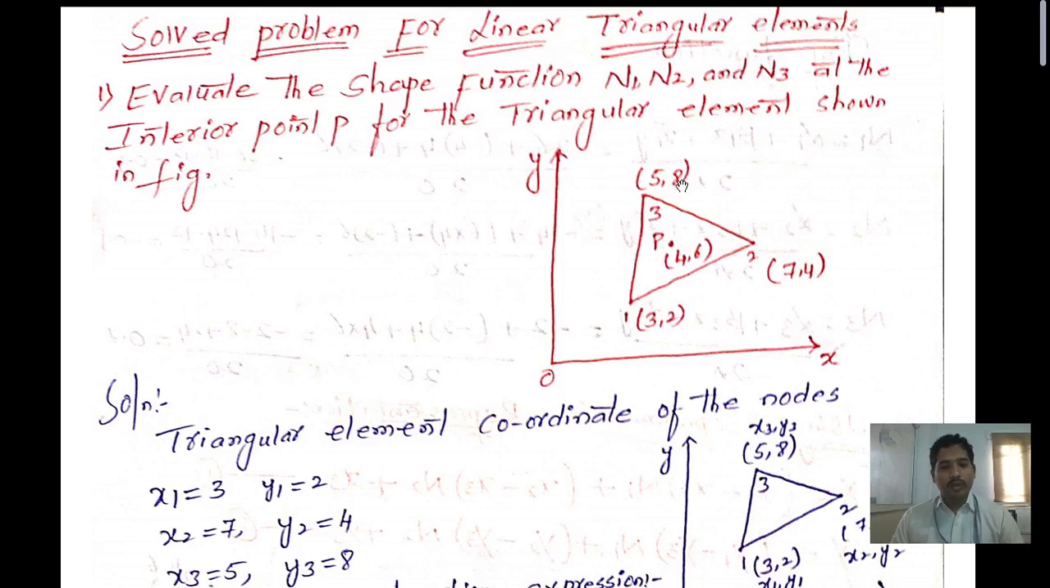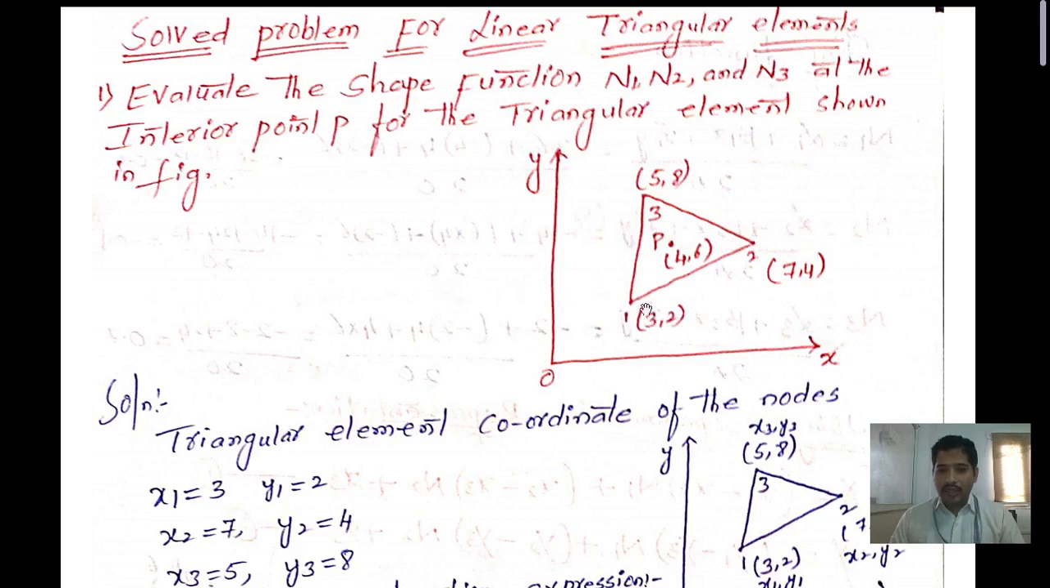Here two coordinates are given. The first coordinate is the x coordinate and the other one is the y coordinate. Here the linear triangular element figure is given. The linear triangular element has three nodes: this is the first node, the second node, and this is the third node. At node 1, the point (3, 2) is acting.